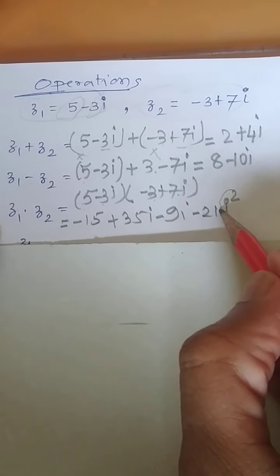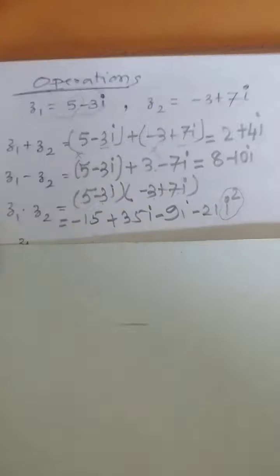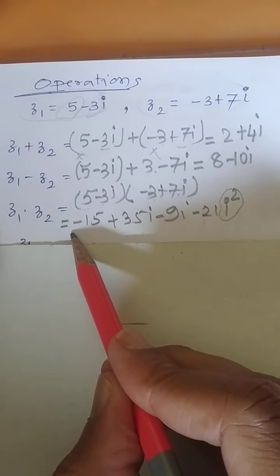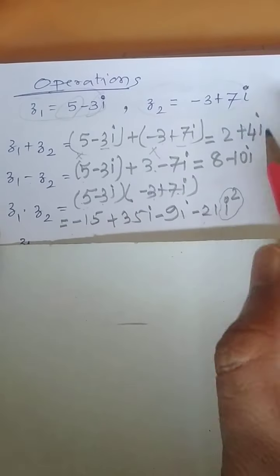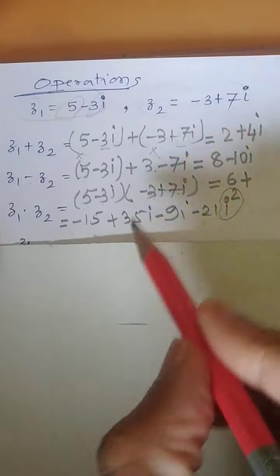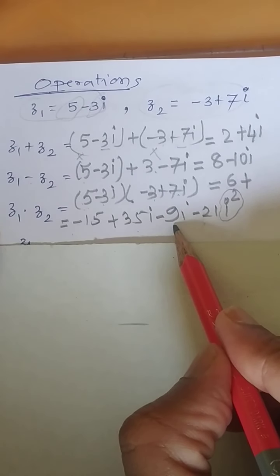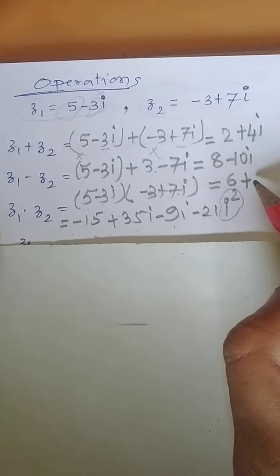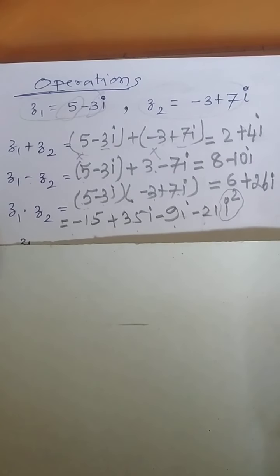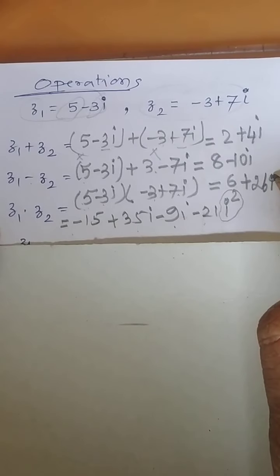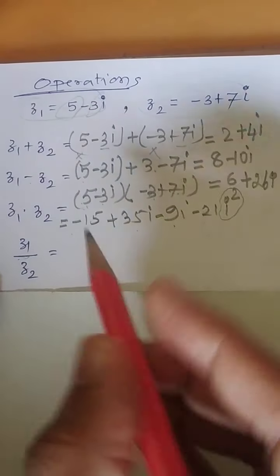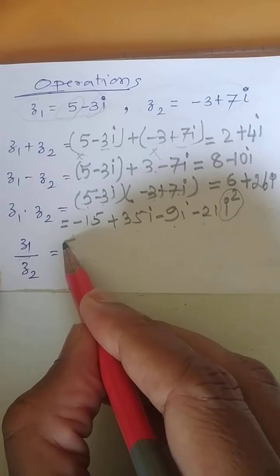Already you are aware that i square is nothing but minus 1. So this becomes plus 21. This plus 21 and minus 15, so you will be getting the answer over here 6. Plus, out of 35, 9 is subtracted. That means you will be getting 26i. Okay? Following how the basic operation is, this is multiplied by this, opening of the bracket and all, there is no change. Now division.